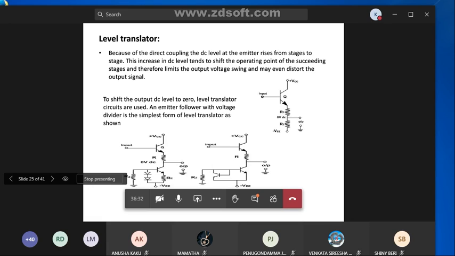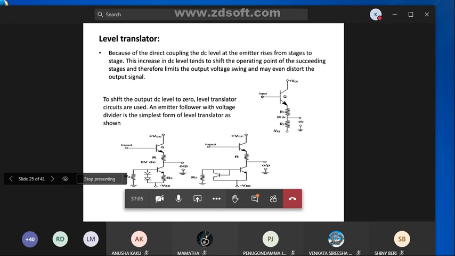In the RC coupled amplifier and transformer coupled amplifier, to couple the two stages, we are using capacitors and transformers. But in operational amplifiers, to reduce the DC level, we are using a level translator circuit. See here, it is a simple level translator circuit.